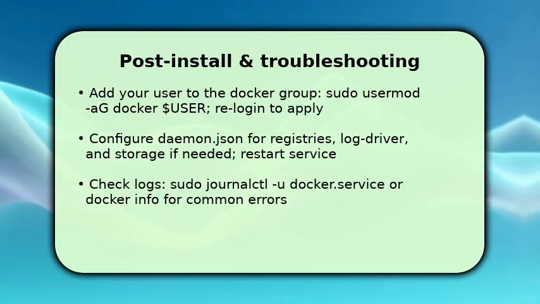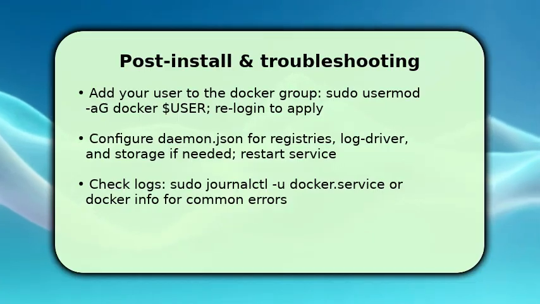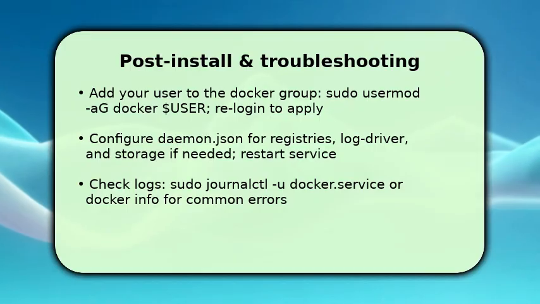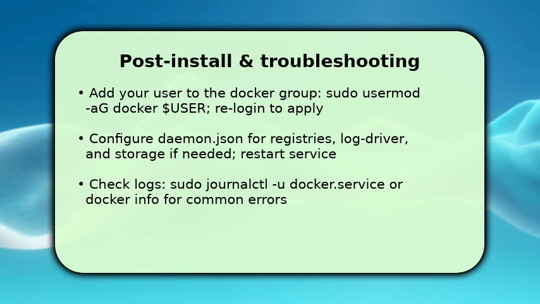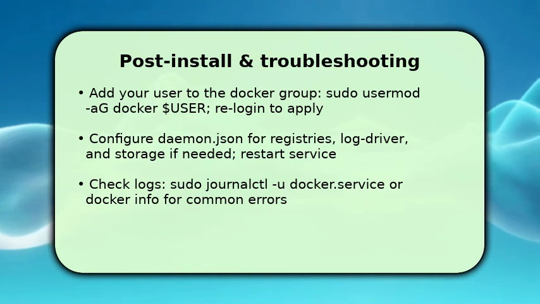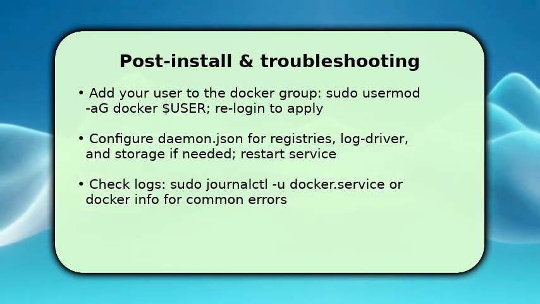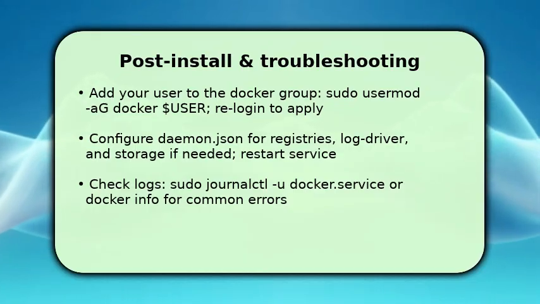If you need custom behavior, create or edit /etc/docker/daemon.json to configure registries, log drivers, or storage options, then restart Docker. If things go wrong, check service logs with sudo journalctl -u docker.service and inspect docker info for hints. One key tip: if the Docker daemon fails, a stale iptables or cgroup config is often the culprit. Restart networking and check kernel modules.